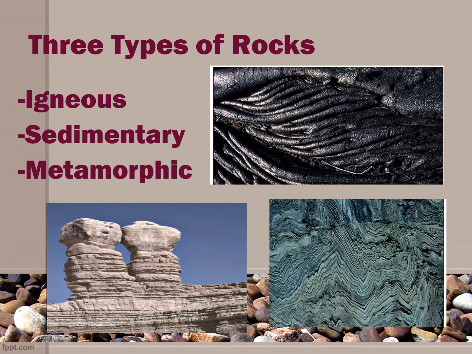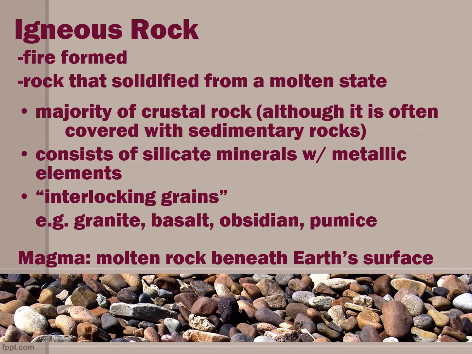There are three types of rocks. We have your igneous, sedimentary, and metamorphic rocks. So one by one, we will be learning them. The first is your igneous rocks. These igneous rocks are formed through fire. Rock that solidified from a molten state. They came from a molten state or molten rocks na ito.